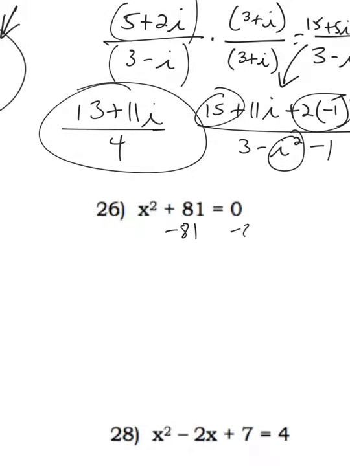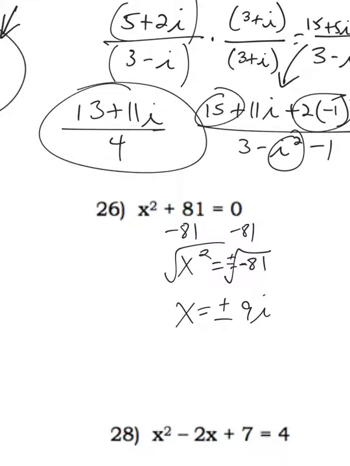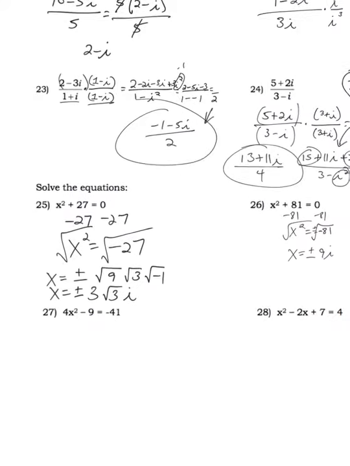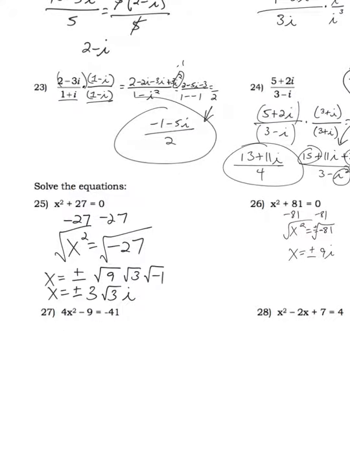Same deal. x equals plus or minus 9i. It's getting to the point now where whenever you see a negative under the radical, you just know that you can replace that negative symbol with an i that is out from under the radical.